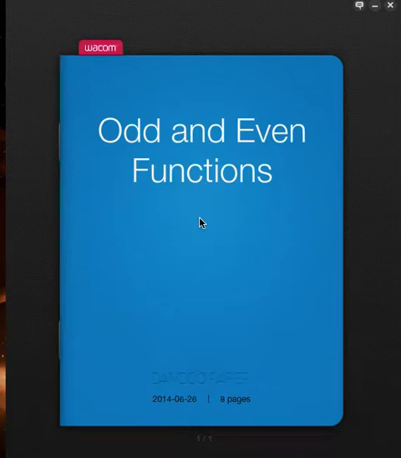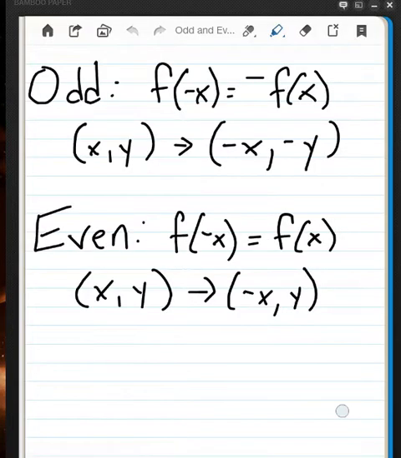Hello, ladies and gentlemen. Today we're going to be looking at how to determine whether a function is odd, even, or neither algebraically. Let's get right to it.